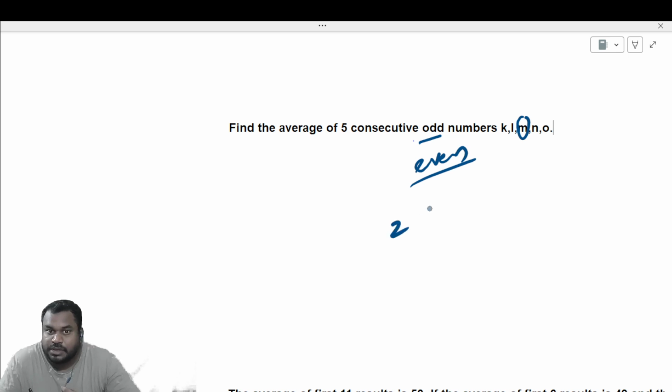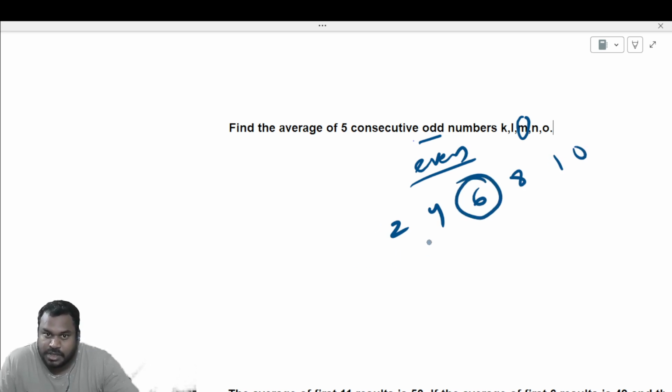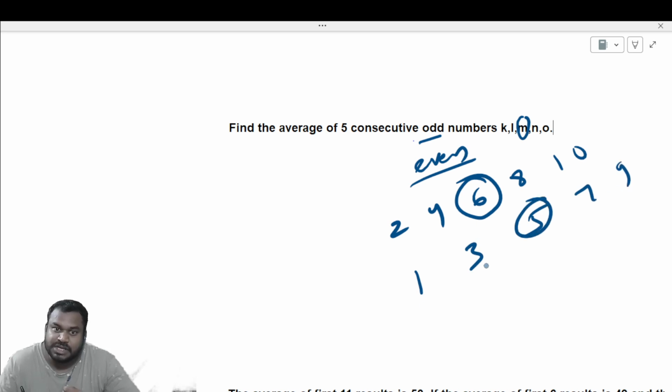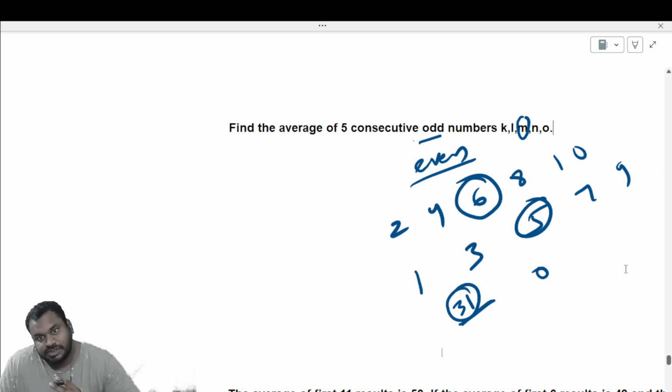If you take 2, 4, 6, 8, 10, the average will become the middle term. If you take 1, 3, 5, 7, 9, the average will become the middle term. Suppose you take 31 even numbers, the middle number will become the average. Leave 15 on this and that side, and the 16th number will become the average. So remember this.